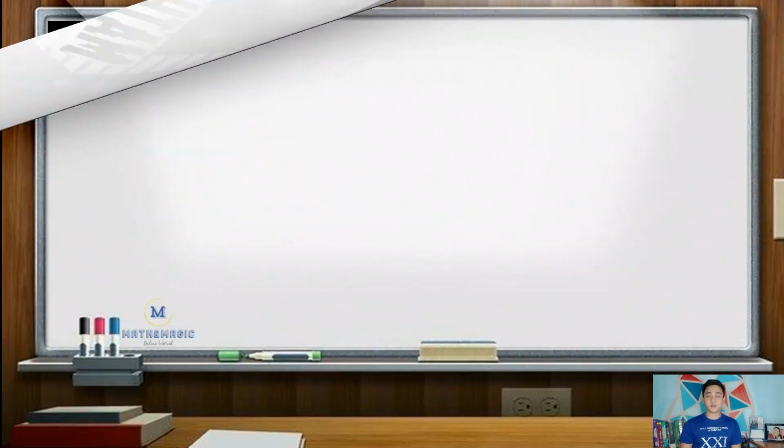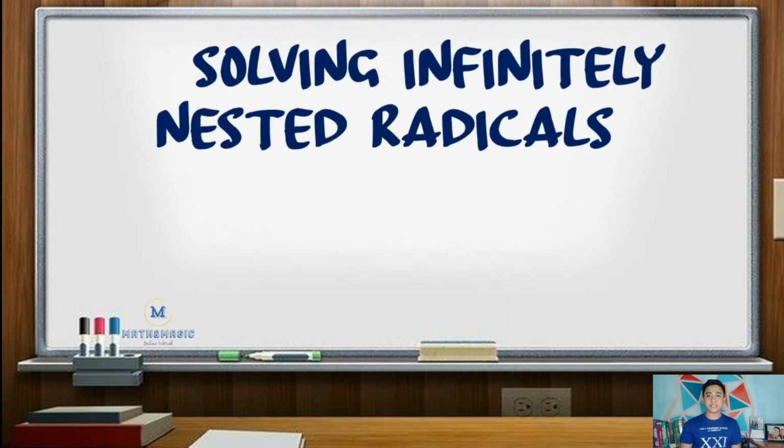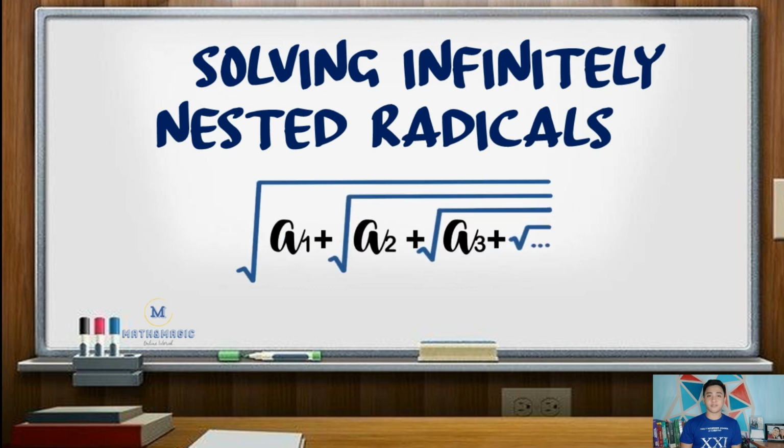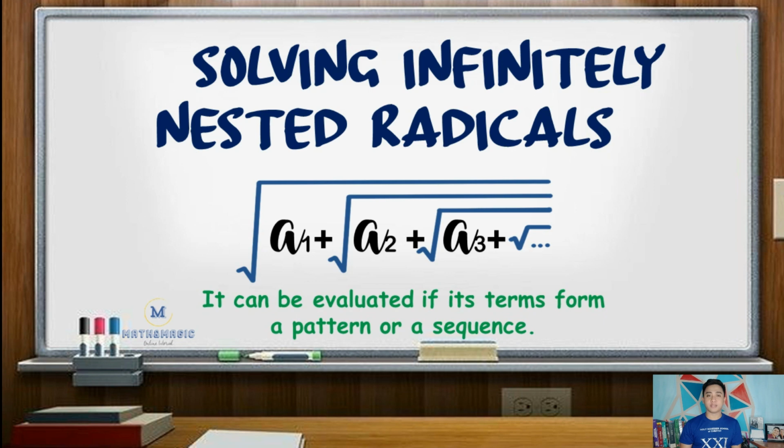For this video, we're going to solve infinitely nested radicals. Basically, this is a radical written in the form the square root of everything inside, a sub 1 plus the square root of everything inside, a sub 2 plus the square root of everything inside, a sub 3 plus and so on and so forth. Also take note that this radical can only be evaluated if its terms form a pattern or a sequence.